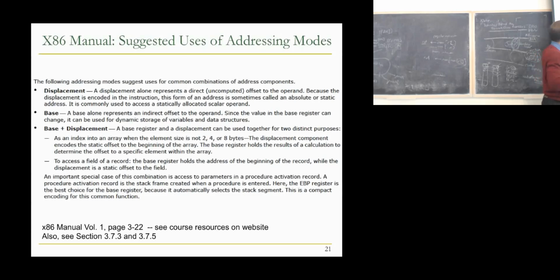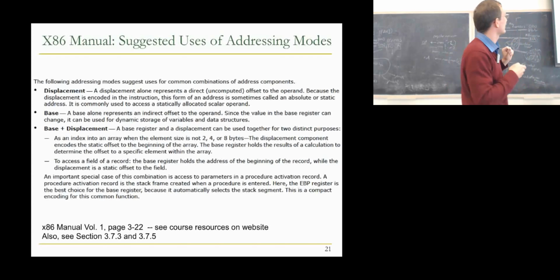This is just one way. Or to access a field of a record. The base register holds the address of the beginning of the record. You have a struct, let's say, and the displacement is a static offset to the field. Right. Does that make sense? Okay.